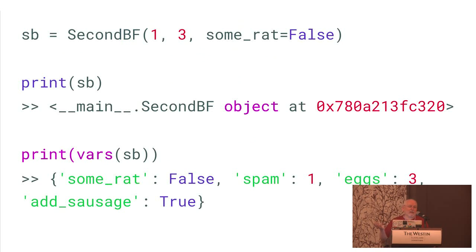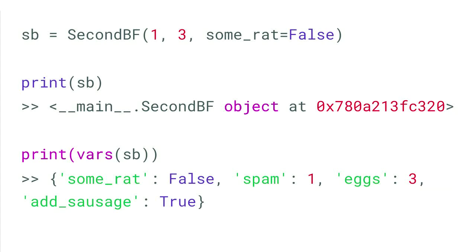But if we actually initialize one and pass it in some stuff, and just print SB, you can see it's the second breakfast object. When I dump the variables, you can see everything from it and the parent, including the fact that we actually changed one of those values.